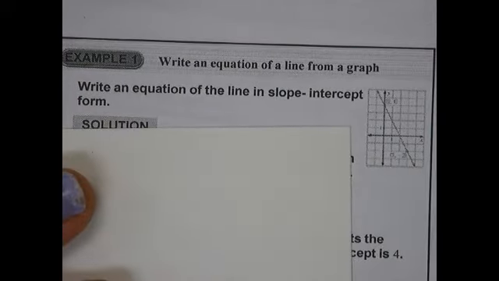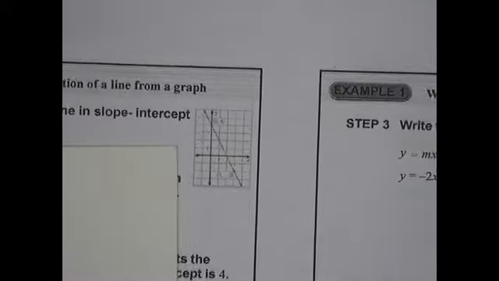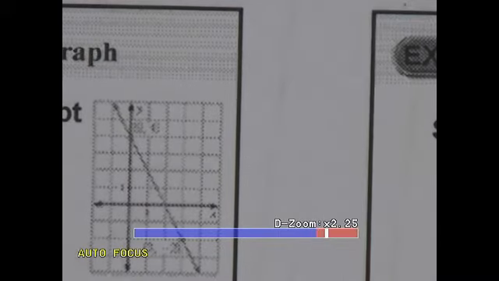The first thing that you'll have to do is write an equation of a line in slope-intercept form if the line is given to you on a graph. Okay, so this is probably the easiest. This is the point 0, 4. So as you can see, this hits the y-intercept at 4. So that means our b value is 4.